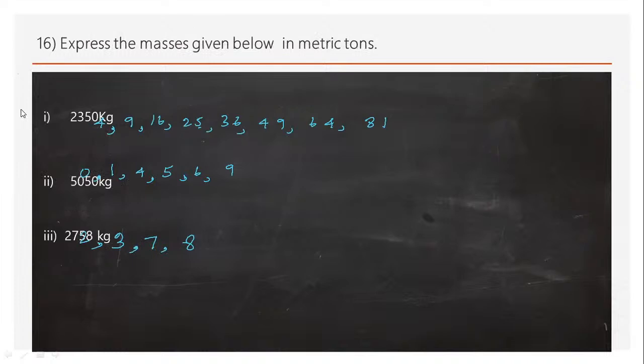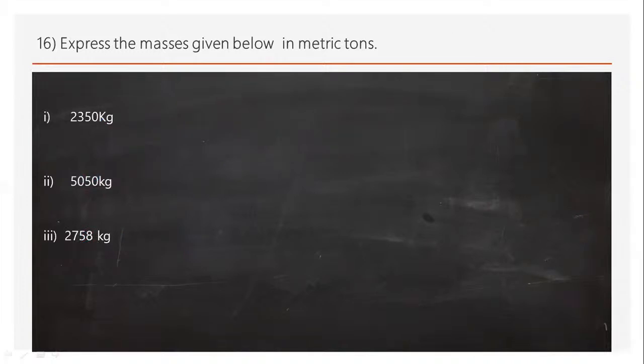Here, next question. Express the masses given below in metric tons. So metric ton means one metric ton is 1,000 kilograms. Right? 1 metric ton equals 1,000 kilograms. So you can write this in tons like this.